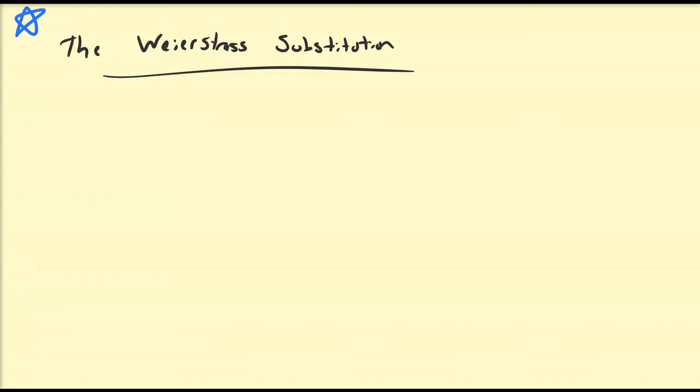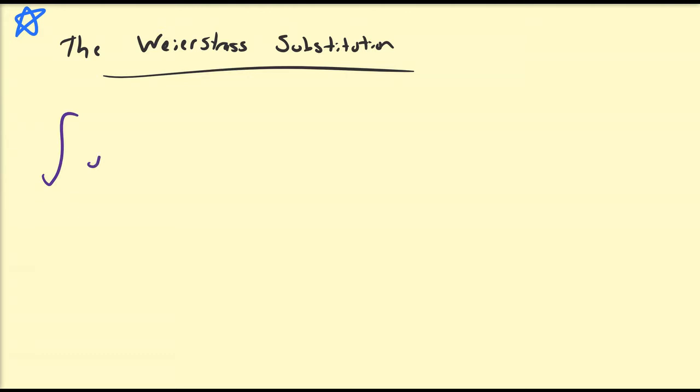Hello there. In this video we're going to discuss, to some people, a very clever substitution method that can be used when you have a function containing sines and cosines, which will allow it to transform into just an integral of rational functions only. The substitution is stated as follows.